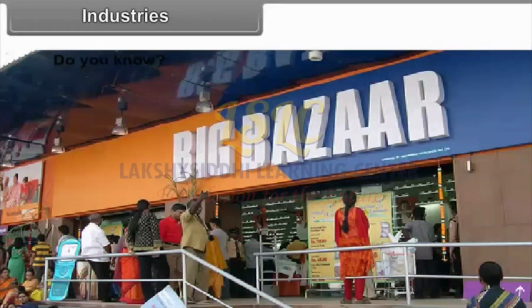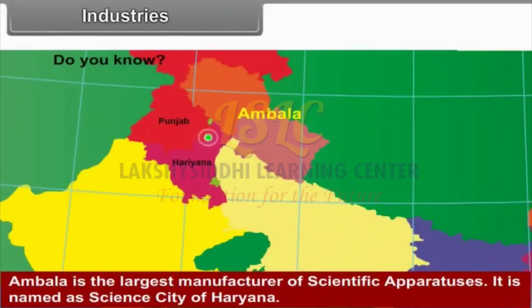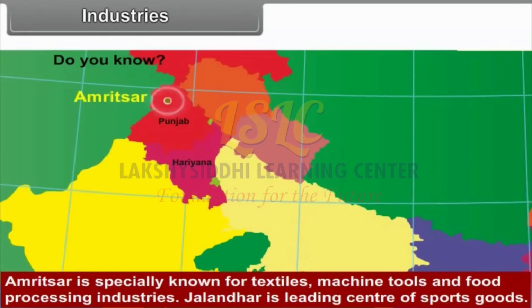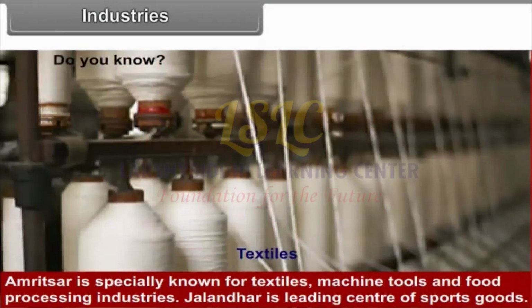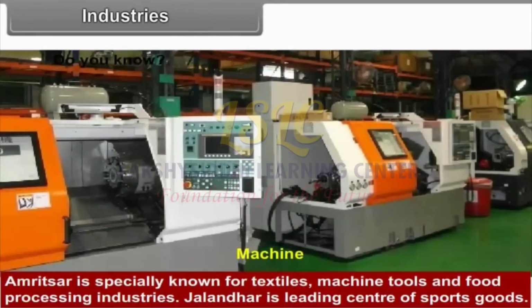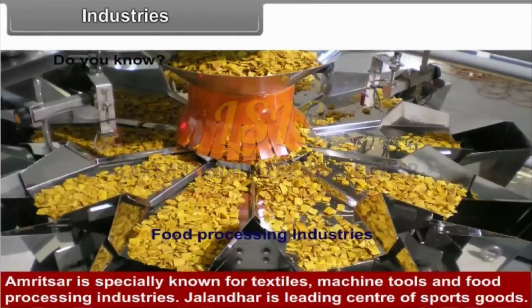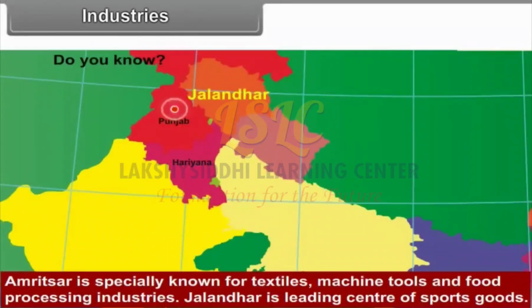Do you know Ambala is the largest manufacturer of scientific apparatuses? It is named as the Science City of Haryana. Amritsar is specially known for textiles, machine tools and food processing industries. Jalandhar is a leading center of sports goods.